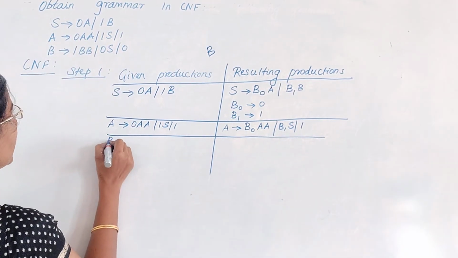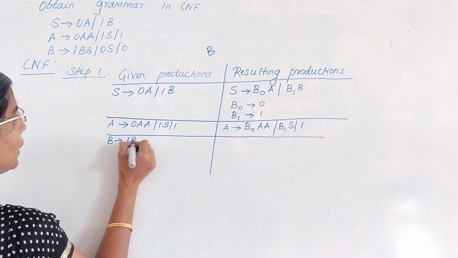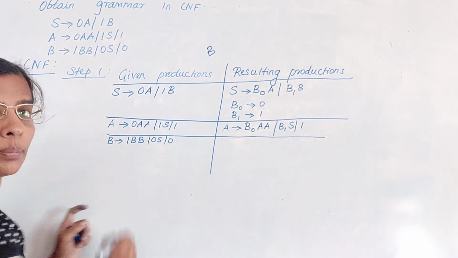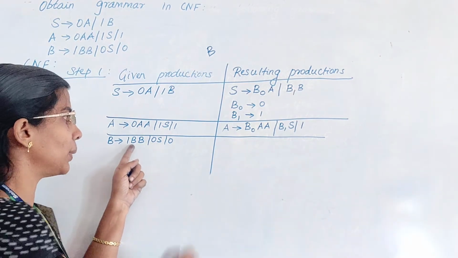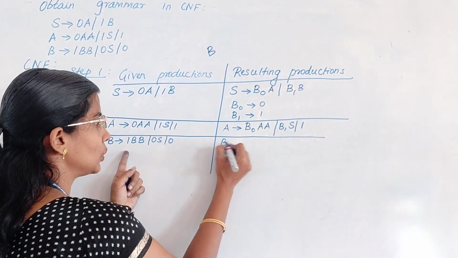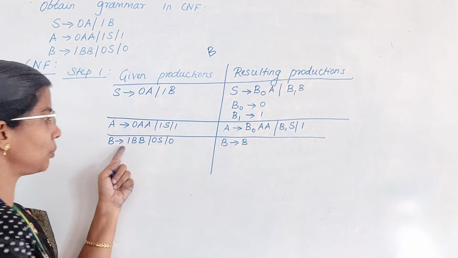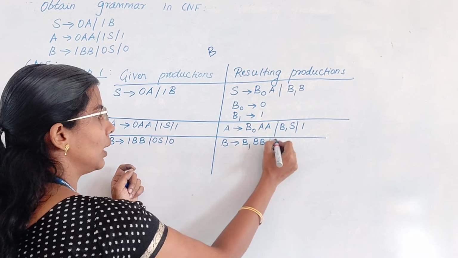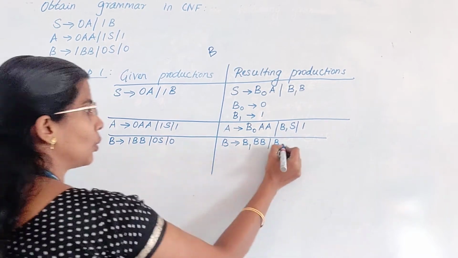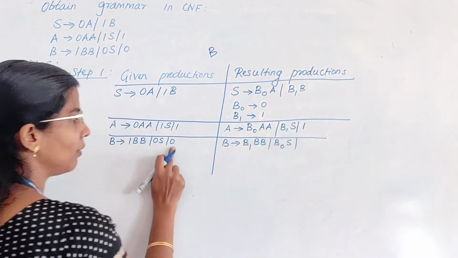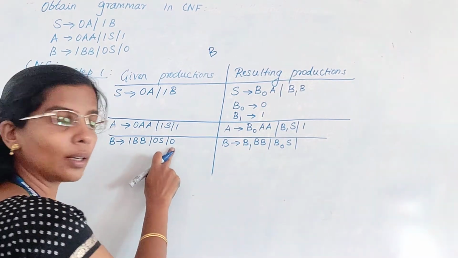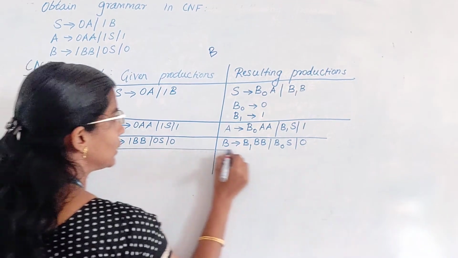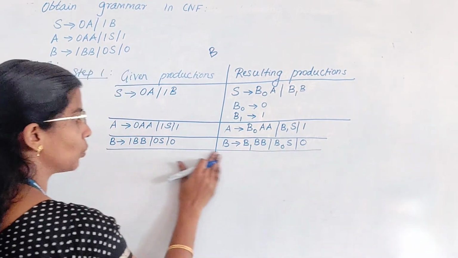And the next is B tends to 1 BB, 0 is 0. See here, it is a mixture of terminal and non-terminal. So I have to convert. So B subscript is this terminal 1 and it is BB. Here subscript is 0, and I have a single terminal which is in CNF, so I am not doing anything, I am writing as it is. Right, my step 1, the conversion part, is over.